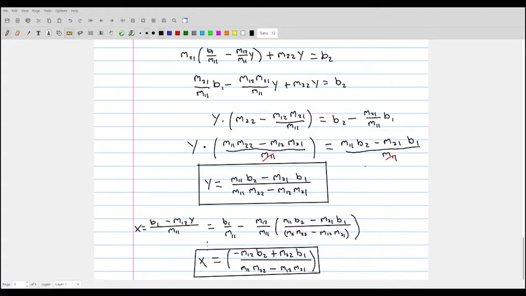So the condition here for consistency is that m11 times m22 minus m12 times m21 is non-zero, because we're dividing by it. We'll see that this is actually a very important value called the determinant of the linear system. So the condition that this determinant is non-zero will give us consistency and will give us a solution to our linear system.